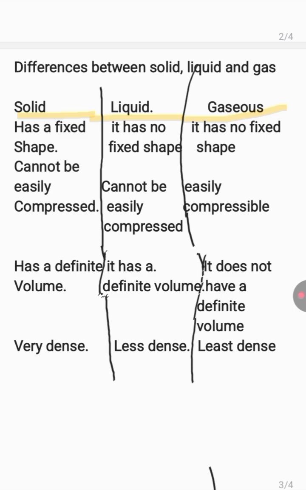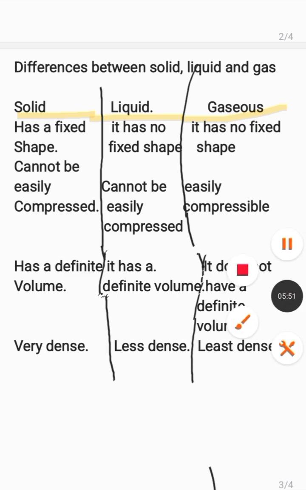Solids cannot be easily compressed. Liquids can also not be easily compressed, while gaseous states can be easily compressed. Solids have a definite volume, that is, they occupy a specific volume. Liquids occupy a definite volume, while a gaseous state does not have a definite volume. Solids are very dense. Liquids are less dense than solids, while gaseous states of matter are the least dense of them all.